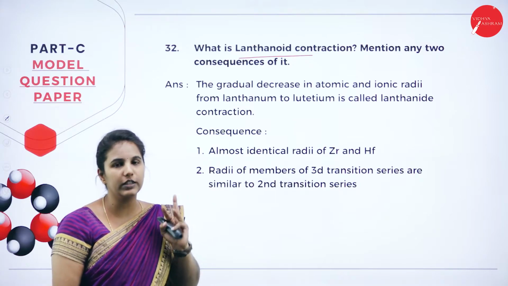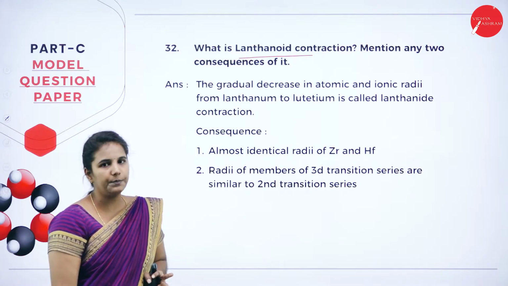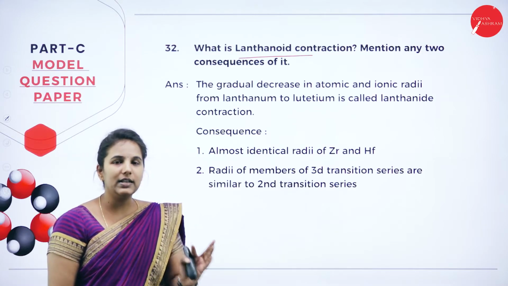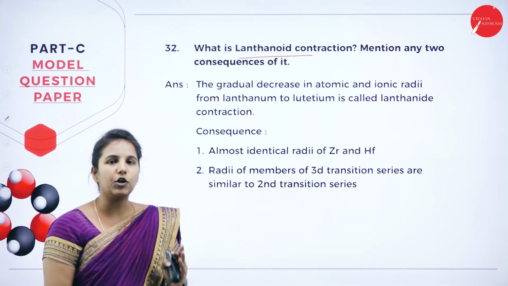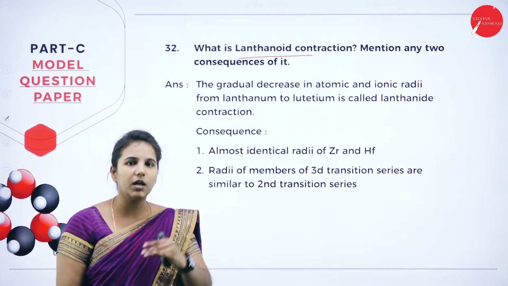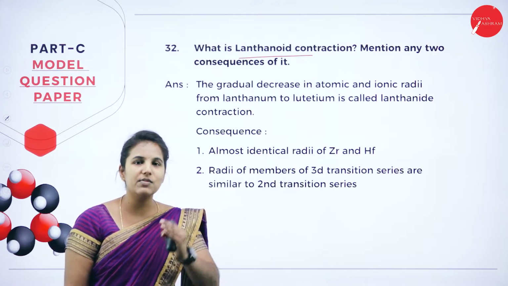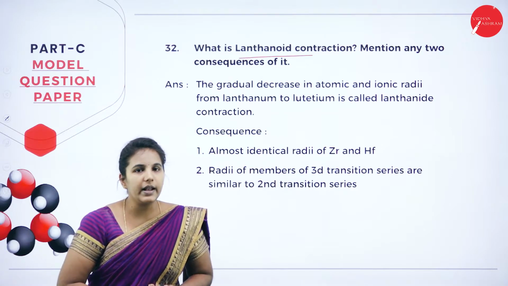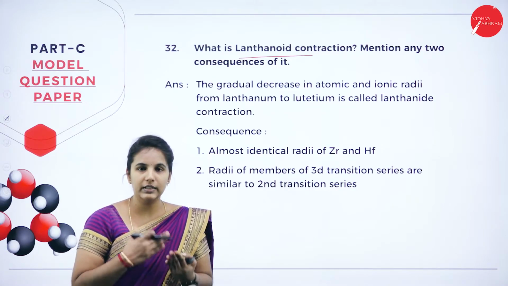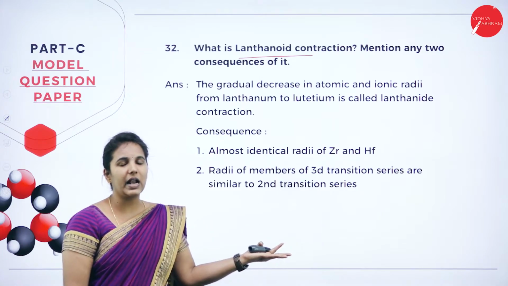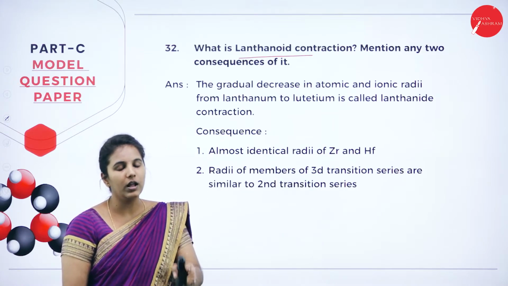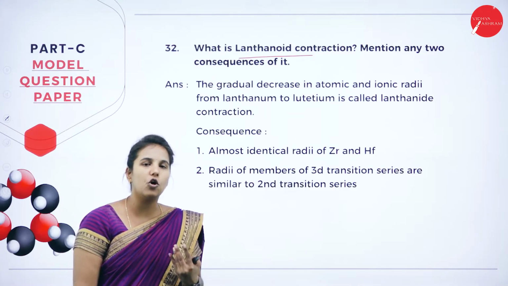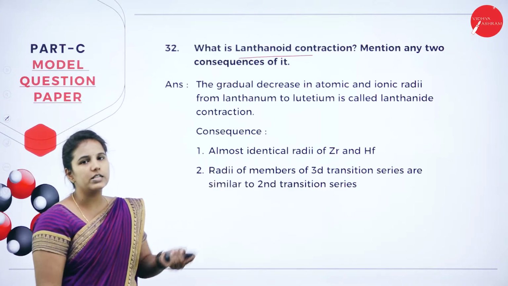Because this is a question for 3 marks, you need to write it properly. So, what is lanthanide contraction? We already know that it is nothing but a decrease in atomic radii from lanthanum to lutetium. As we move left to right in the periodic table, atomic radii decrease. This is known as lanthanide contraction because it belongs to the f block, where from lanthanum to lutetium the atomic radii decrease. Hence, it is known as what?